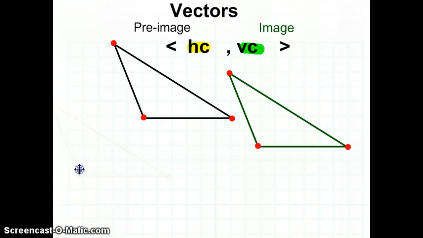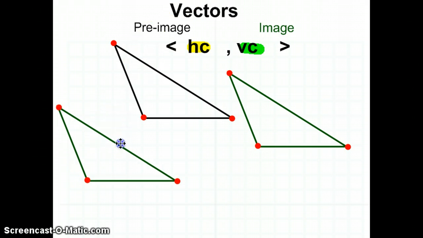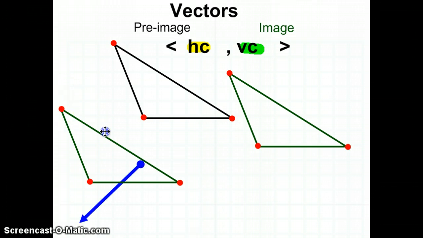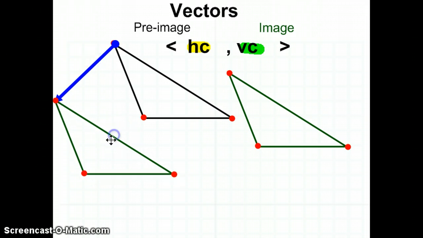Let's say our image is somewhere over here. Actually, move it over here. Okay. I can describe this with a different vector. Remember, the initial point starts on the pre-image, and the terminal point of the vector ends on the image. So moving this right here, this vector represents the translation of the pre-image to this position's image.